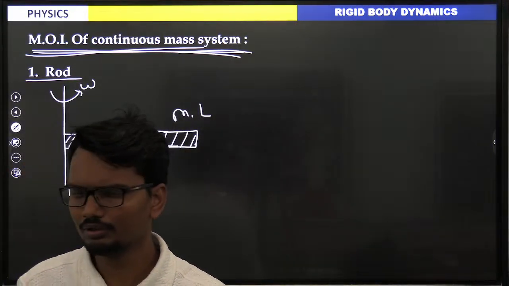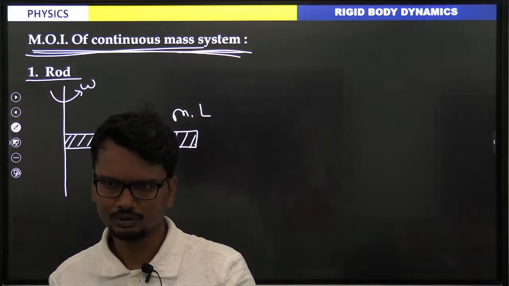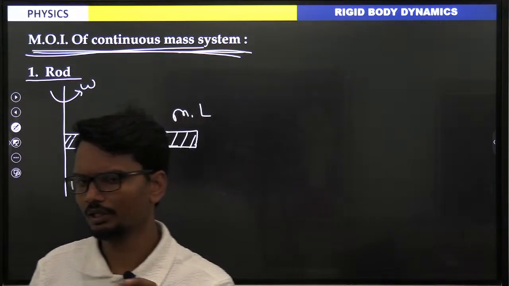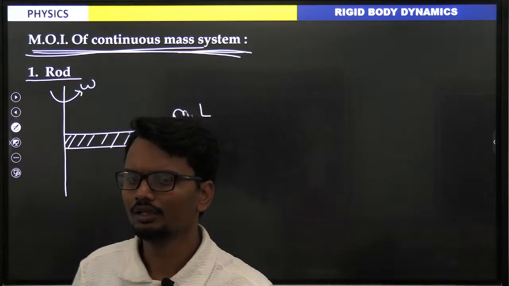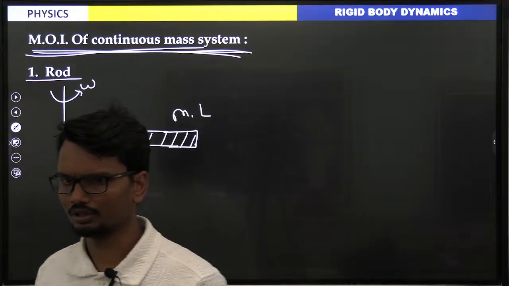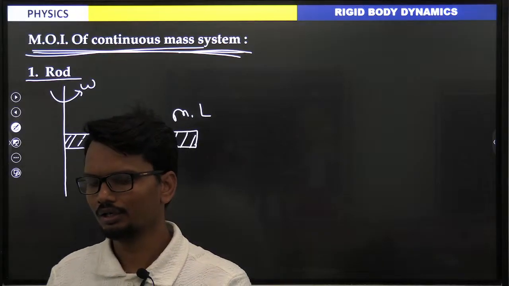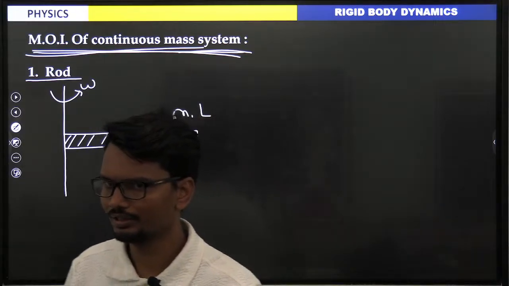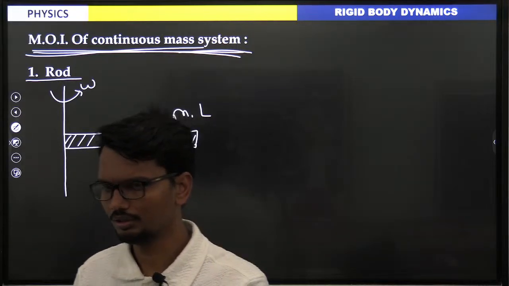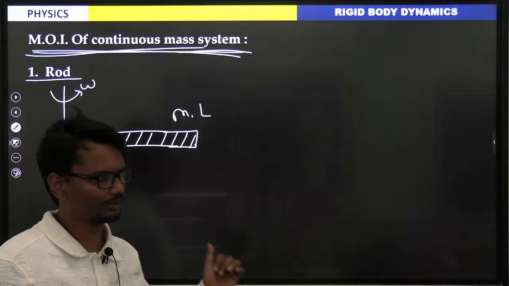In the previous class, we studied how to find the moment of inertia of discrete mass. Simply by using the formula I equals m r square, in which m is the mass of the object and r is the perpendicular distance of the object from the axis of rotation. By using this formula, we are able to find the moment of inertia of discretely distributed mass about the axis. Clear?